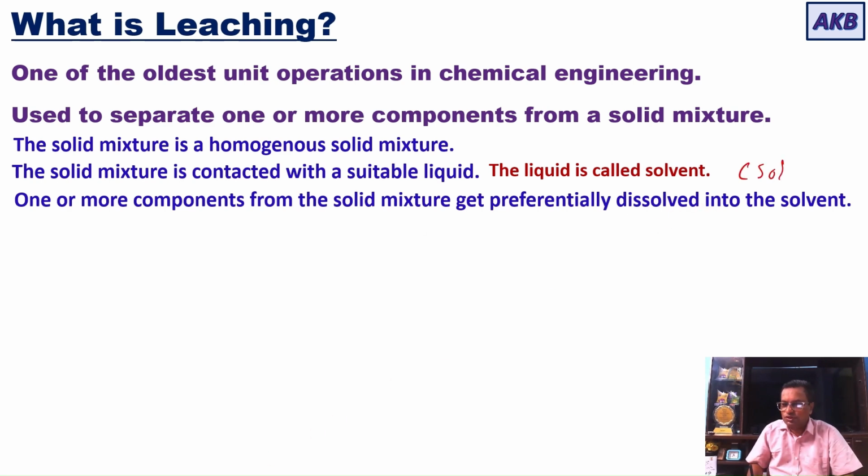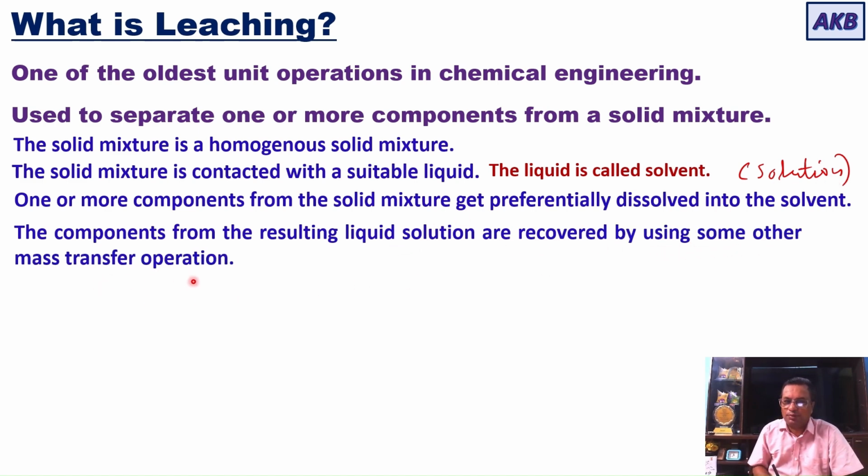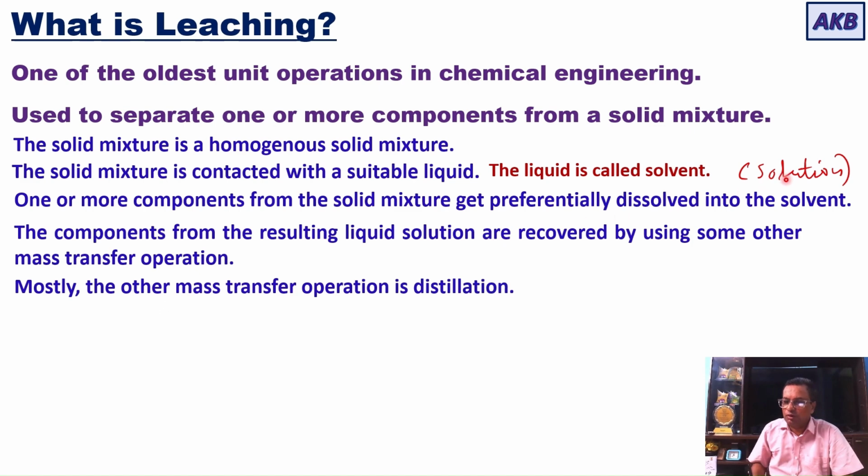and it results in the formation of a solution. How is the solution formed? The solution is formed when the solvent preferentially dissolves one or more components from the homogeneous solid mixture into it. And once you get the solution, you need to separate components from it, and for that, the components from the resulting liquid solution are recovered by using some other mass transfer operation. The mass transfer operation most commonly used is distillation.